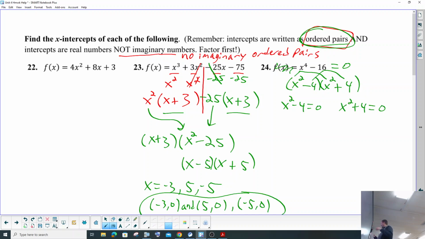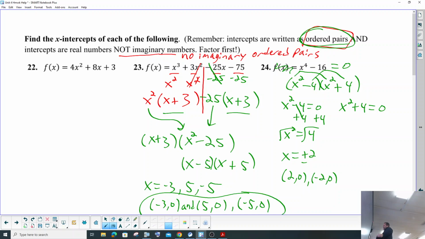And when you do that, and you add 4 to the other side, you could have factored that one actually. It'll still work though. So you get x squared equals 4. And then when you square root both sides, you get x equals a positive 2 as well as a negative 2. So x equals positive negative 2. So those are real. So they'll have the ordered pair 2 comma 0 as well as negative 2 comma 0. Right? For the x-intercepts and the zeros.